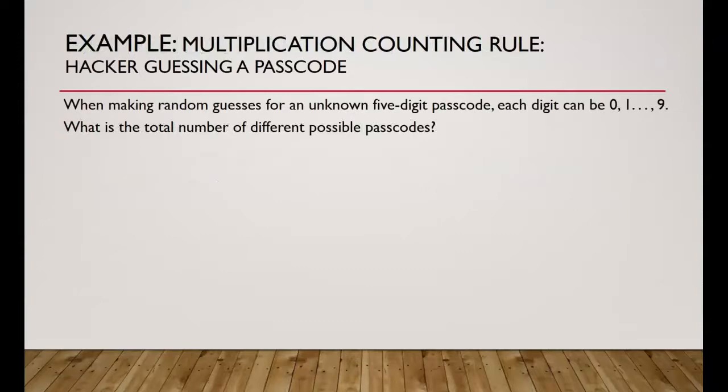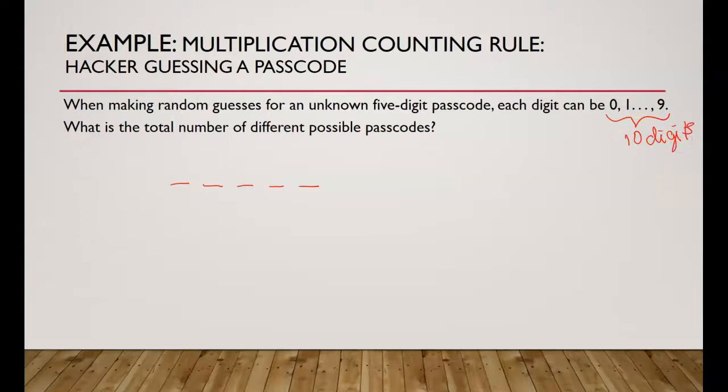Let's calculate what is the probability of a hacker guessing a passcode. When making random guesses for an unknown 5-digit passcode, each digit can be 0, 1, 2, 3, 4, 5, 6, 7, 8, or 9. What is the total number of different possible passcodes? A 5-digit passcode consists of 5 possible places. There are 10 different possibilities for each digit. There are a total of 10 digits.